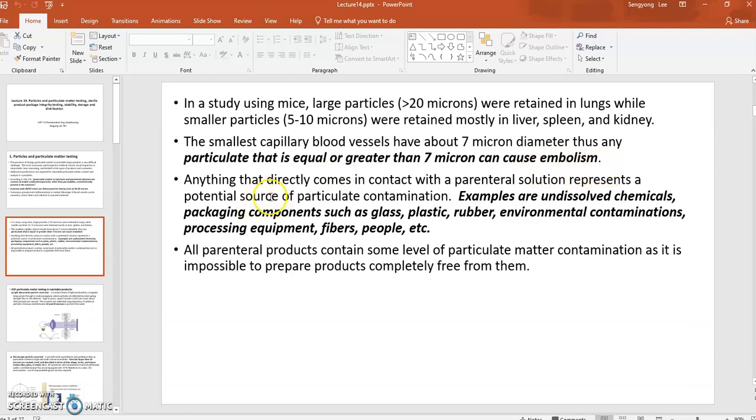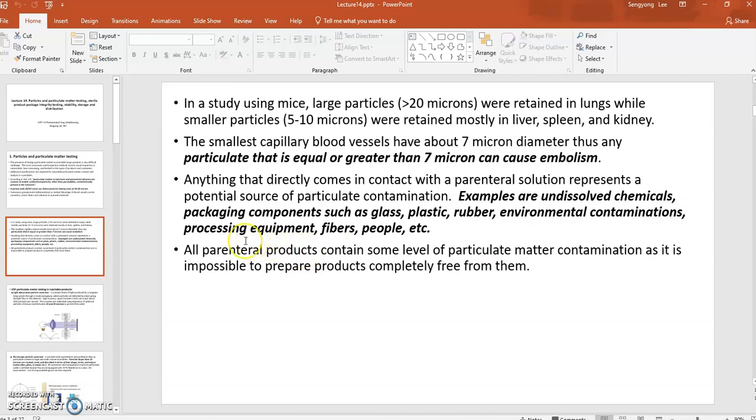So then where do they come from, those particles? They can come from anything, any sources that come in contact with a parenteral solution, your formulation, your drug. Okay, so they are contaminants you should not have. Okay, so examples are undissolved chemicals. If they are not fully dissolved, they could come when you make your solution formulation. They may come from the chemicals, or packaging components like glass pieces or plastics or rubber closure systems or debris and things like that, or could be environmental contamination like particles that are floating in the air, or processing equipment.